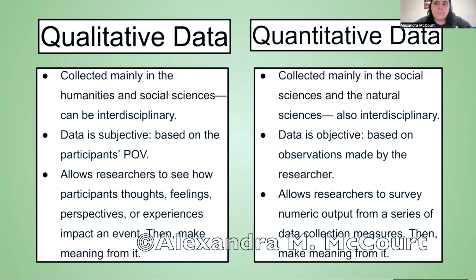Qualitative data is collected mainly in the humanities and in the social sciences, but a lot of this can be interdisciplinary, right? So there might be a lot of overlap happening. The data with qualitative data is merely subjective because you are relying on the participant, the person who has agreed to participate with you, and their point of view, their perspectives, in order to get some sort of information from them.